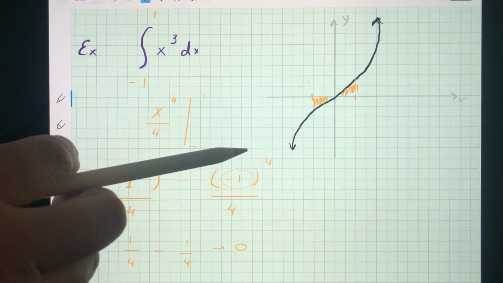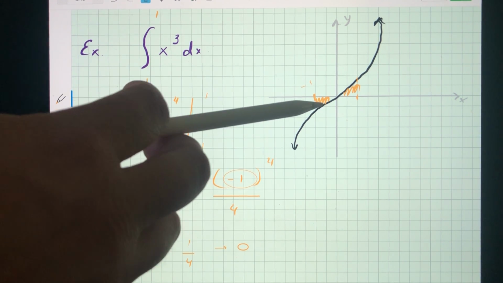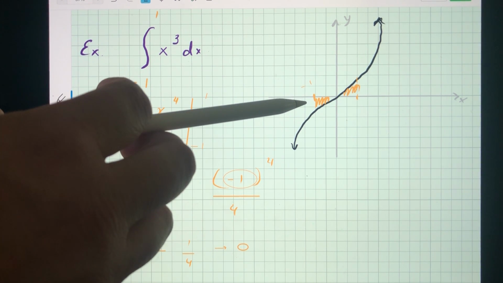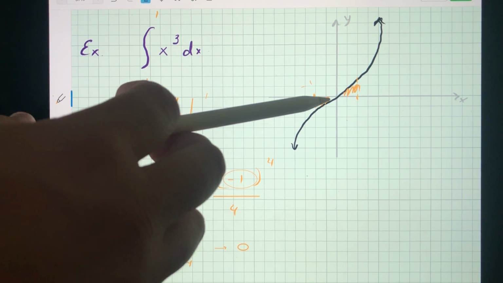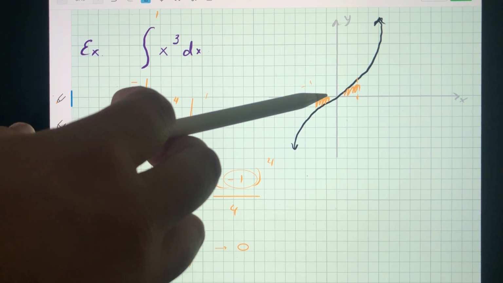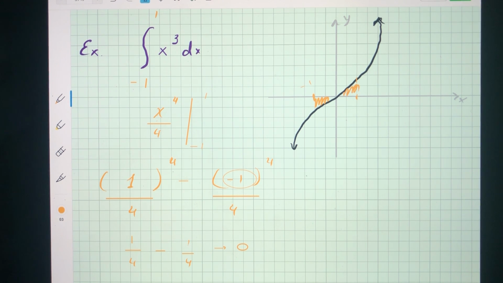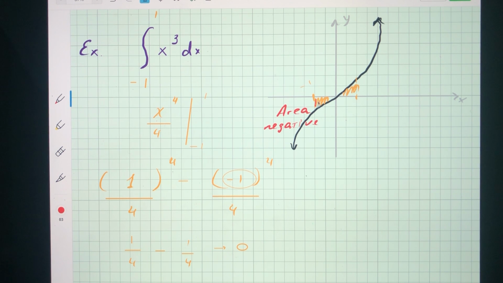Now, it seems odd at first that the area would be 0 because it seems like there is no area. But there is clearly area because I can see it right here. So why is it 0? The reason it's 0 is because when the area is under the x-axis, below, it's a negative area. So this area is negative each time it's below. And this area is the same amount, positive.